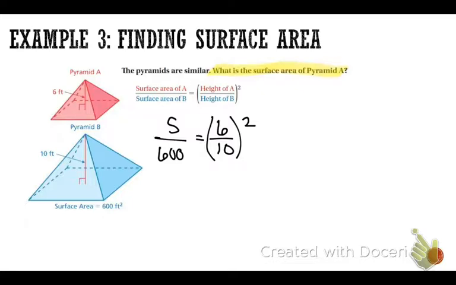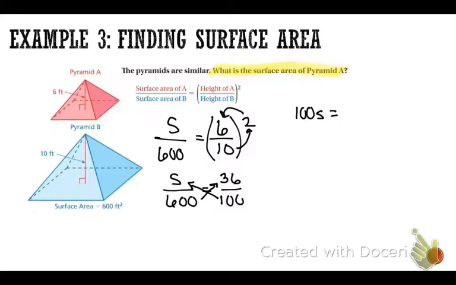And we need to square now the fraction. S over 600 equals, what is 6 squared? 36 over, what is 10 squared? 100. Now you're just going to do your cross products and solve it the same way. So we have 100 times S and 600 times 36. Yep, it's going to be a big number. 100S equals, all right, so 21,600.